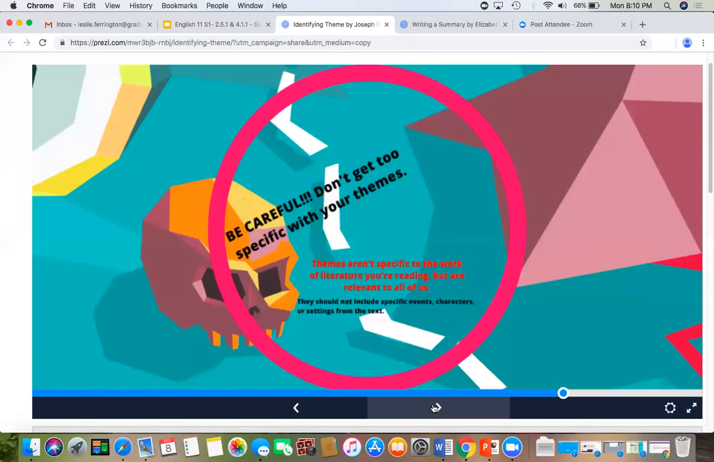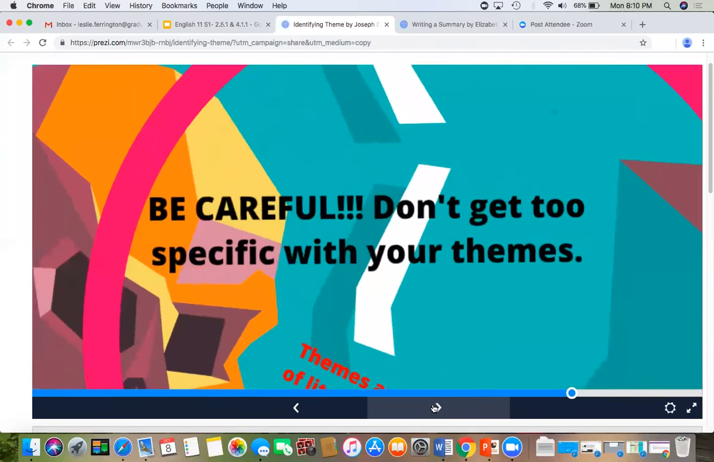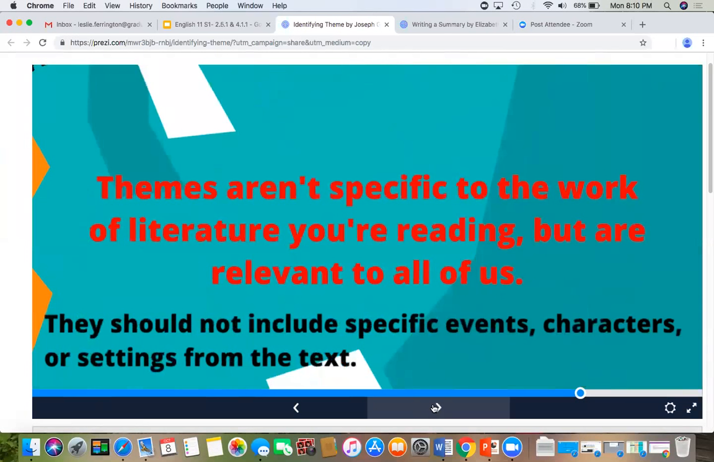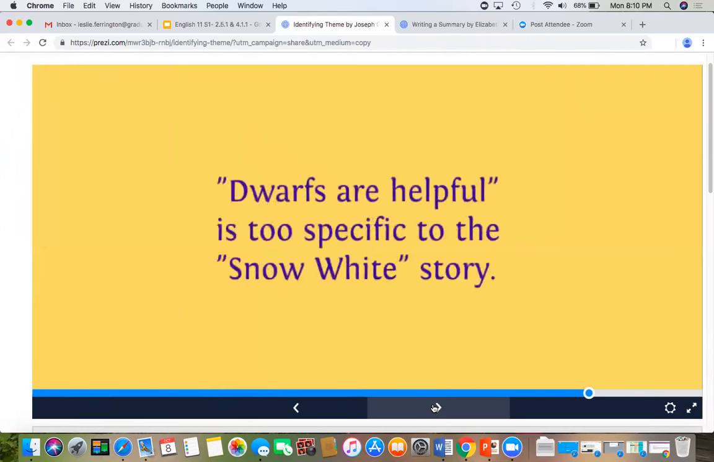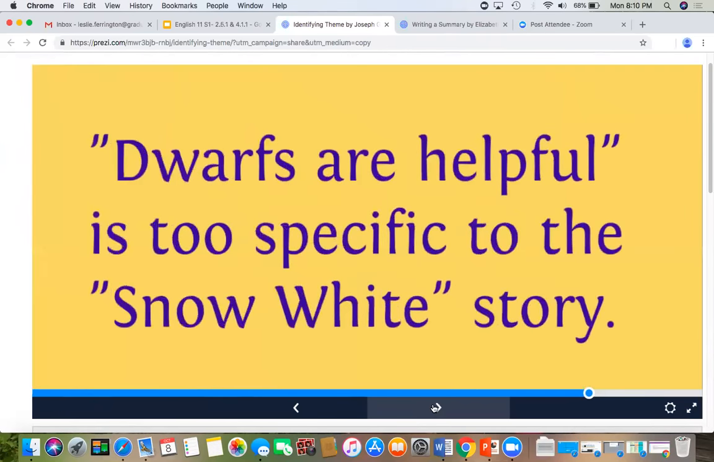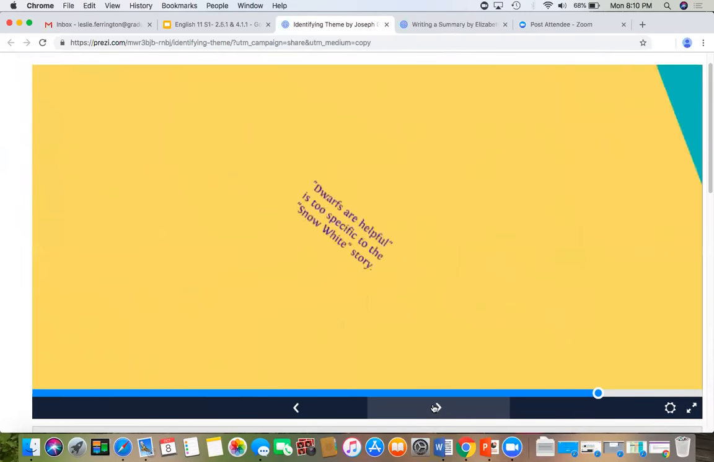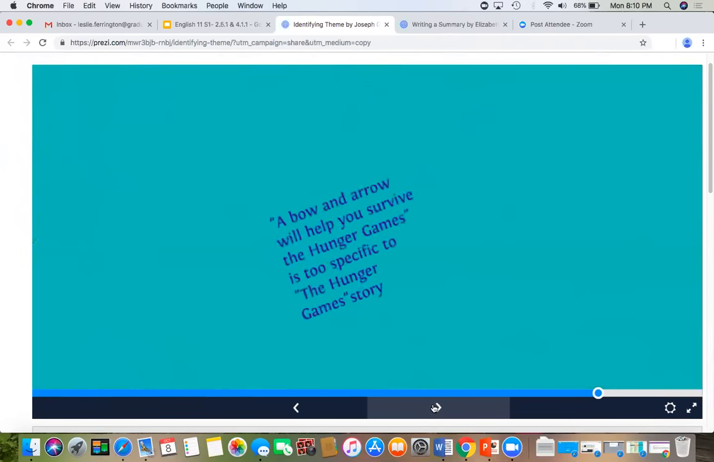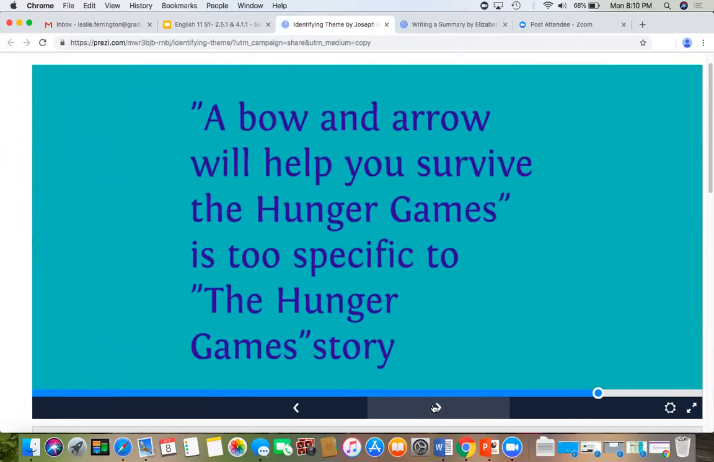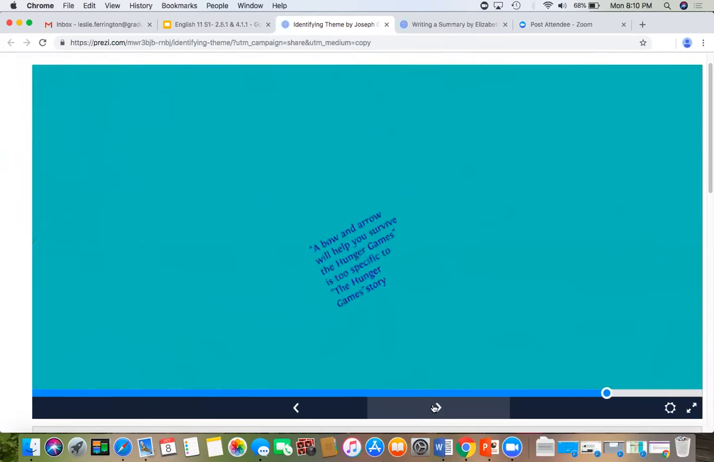Be careful not to get too specific with your themes. You don't want your themes to only apply to the book or work of literature that you're reading. They should be relevant to everybody, and they should be able to apply to any kind of situation. They shouldn't include specific events, characters, or settings from the texts. So dwarfs are helpful is too specific to Snow White. A bow and arrow will help you survive the Hunger Games is too specific to Hunger Games.